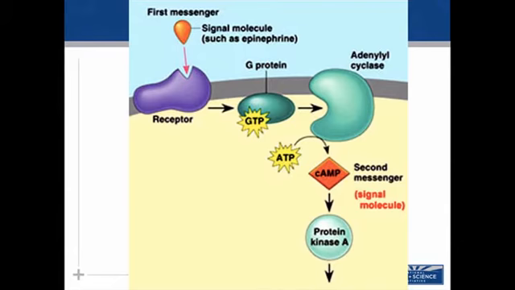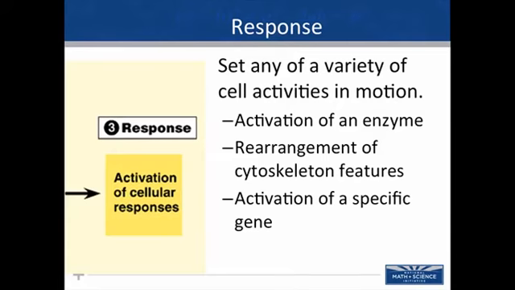So that's an example of transduction. The third and final stage in the signal transduction pathway is, of course, the response. The cell needs to respond to the communication or to the signal, or if it didn't, there would be no need. The third stage in the signal transduction pathway is the response. This is at the cellular level.